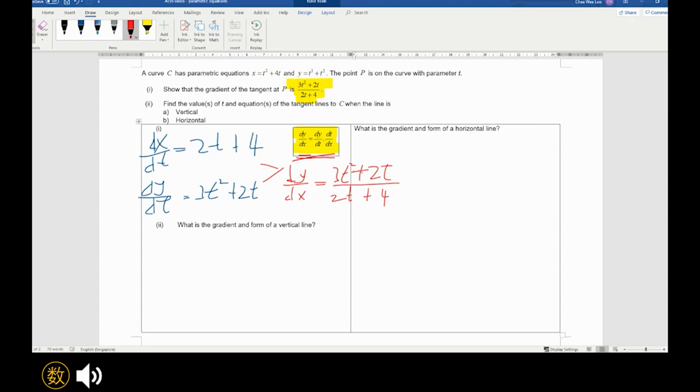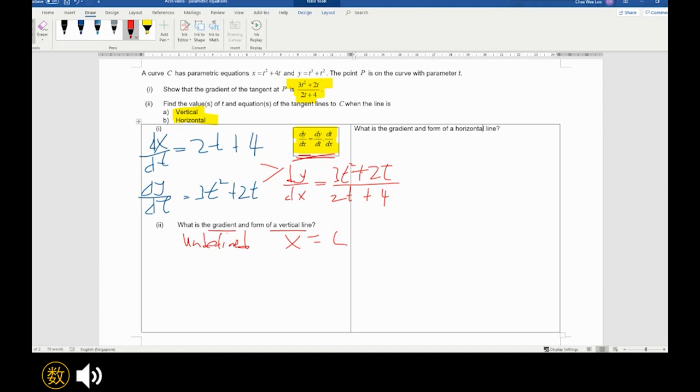Now, the second half of this question is to evaluate the values of the parameter and the corresponding equations of the tangent line when the tangent lines are vertical and horizontal respectively. To answer such questions, you always have to ask yourself, by going back to basics, what is the gradient and form of a typical vertical line? The answer to that has been taught to you since secondary school days. For a vertical line, its gradient is actually undefined, and its form is x equals c.